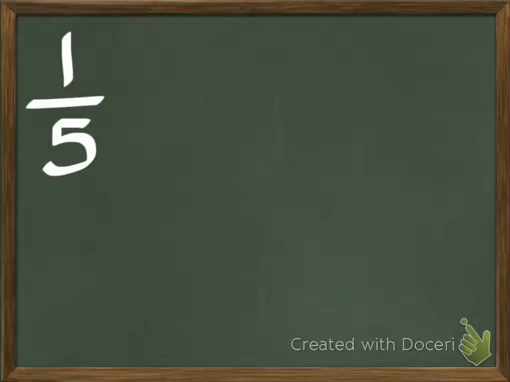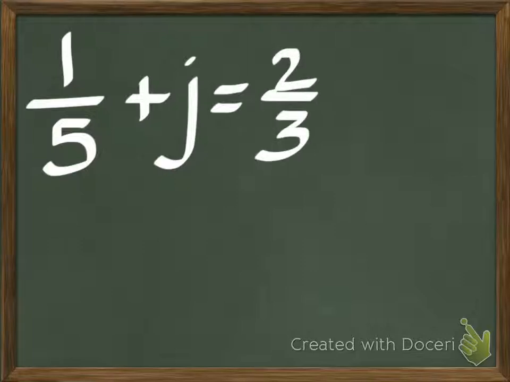All right, I know that some of you guys were struggling with fractions, so let's go over an example with fractions. Let's see, I've got 1/5 plus j equals 2/3. Okay, so that's our original equation.